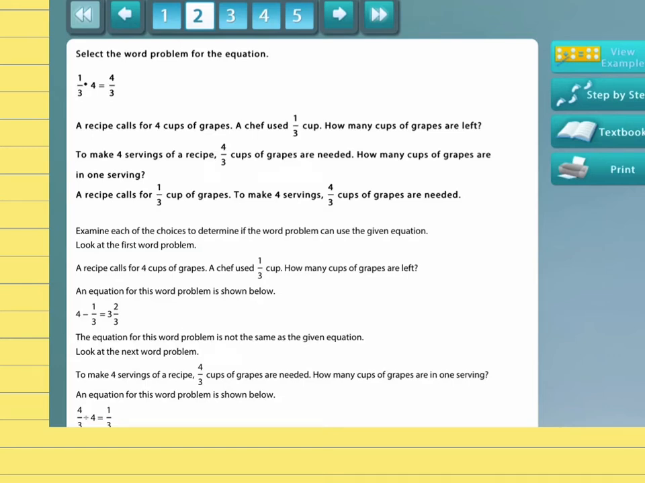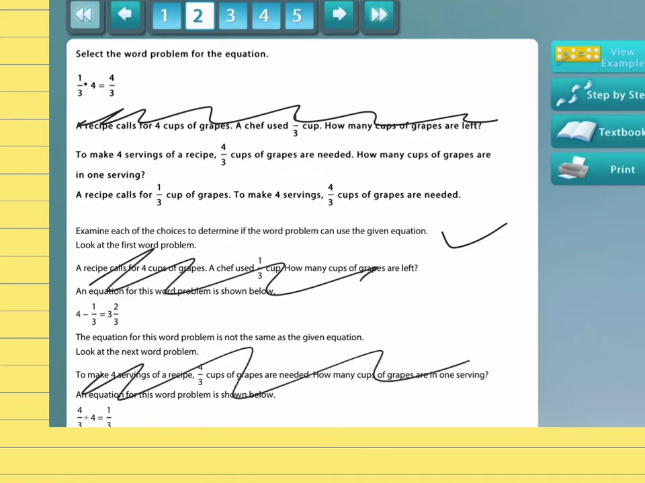So we look at Think Central. A recipe calls for 4 cups of grapes. A chef used 1/3 cup. How many cups of grapes are left? Okay, so examine each one of the choices. Recipe calls for 4/3. This equation of the word problem is not the same as the given equation. To make 4 servings, 4/3 cups of grapes are needed. So both the first and second options are not true, and that leaves C, the third option. Just because it's a multiplication problem, we're going to go with C.